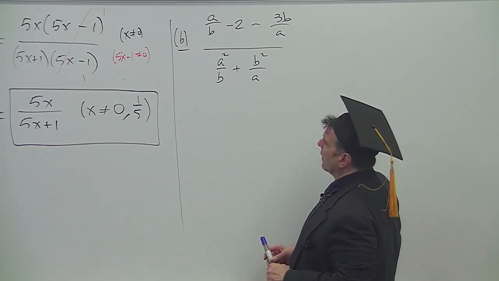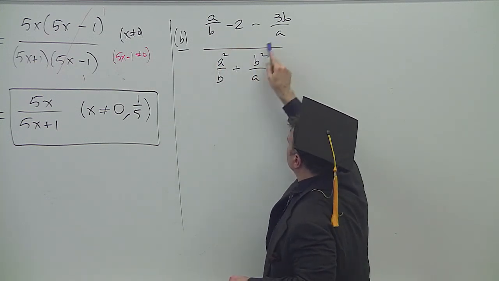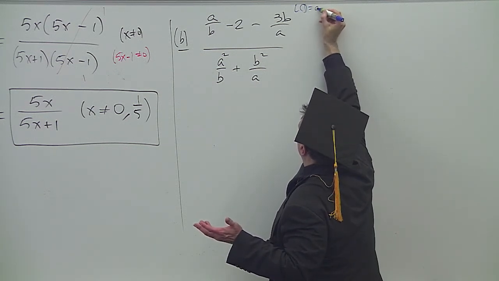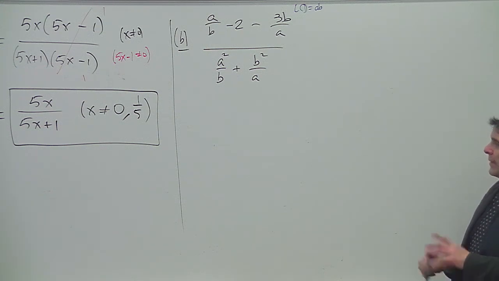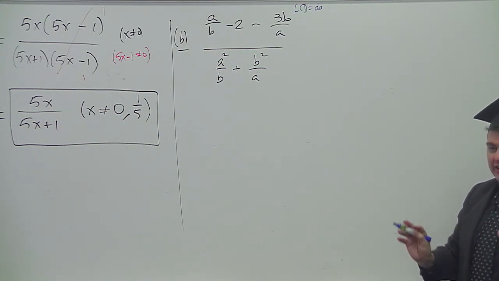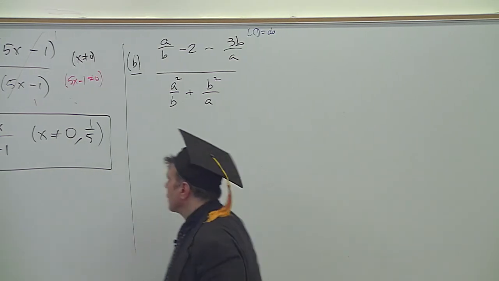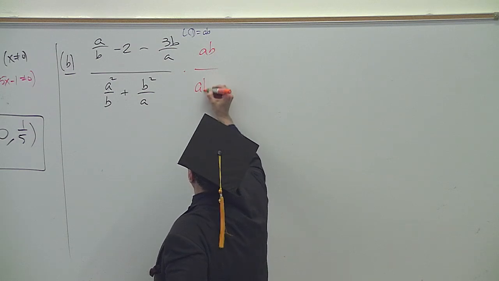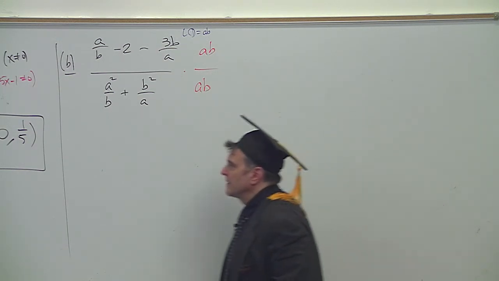We look for a common denominator among these little denominators, the b, the a, the b, the a. Well, I hope it's clear that the LCD here is simply a times b. Not a squared times b squared. We want the least common denominator. We proceed, therefore, by multiplying both numerator and denominator by the LCD ab.